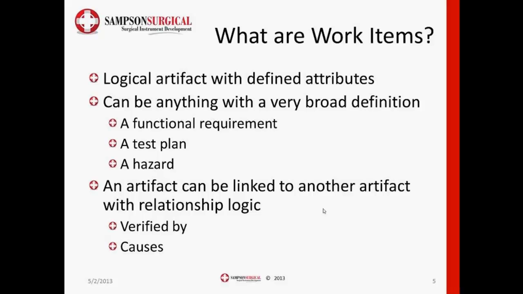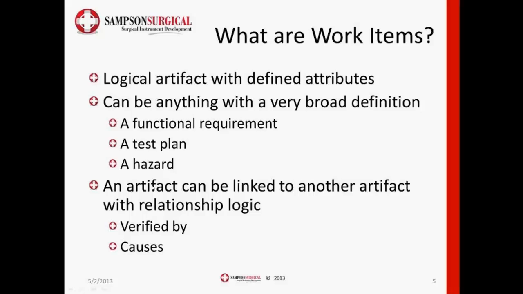Once the definition is established, we can link those artifacts together with relationship logic. So it's basically a relational database, but it has this logical relationship logic that ties together the artifacts. Some common relationship logics are verified by, validated by, and causes, and really any kind of logical relationship that you can come up with is something that you can easily integrate into the system, so you can add it if you believe it's necessary for the purpose of keeping track of your design.